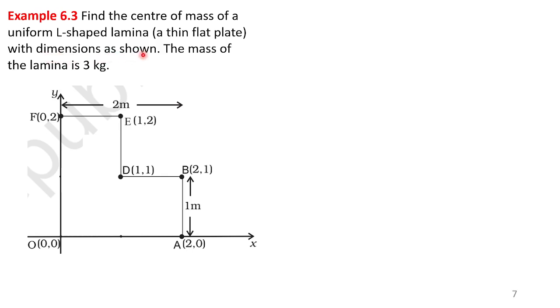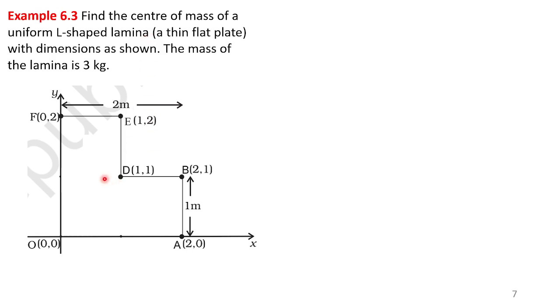An L-shaped metallic sheet, with the dimensions shown. The entire dimensions are given. We need not worry about that. All the dimensions will be given to us. The mass of the lamina is 3 kg. It is actually not required. The mass is actually not required.